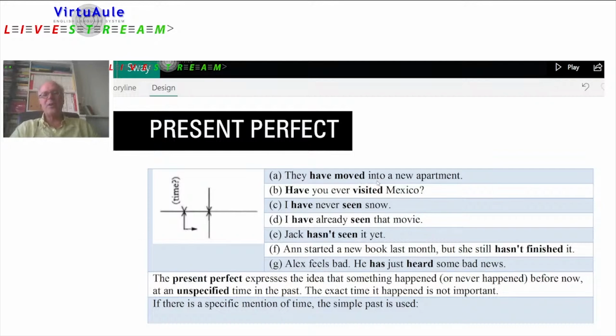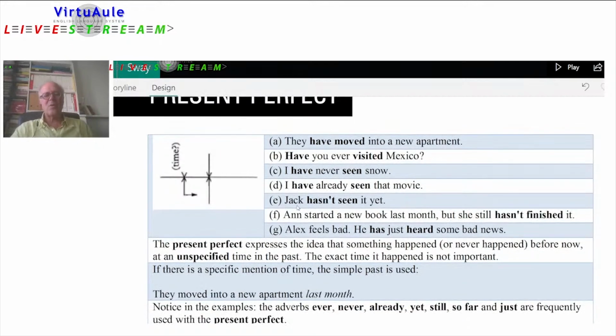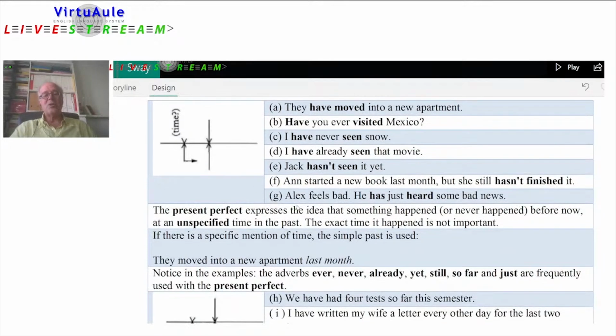A, they have moved into a new apartment. B, have you ever visited Mexico? C, I have never seen snow. D, I have already seen that movie. E, Jack hasn't seen it yet. F, Anne started a new book last month, but she still hasn't finished it. G, Alex feels bad. He has just heard some bad news.